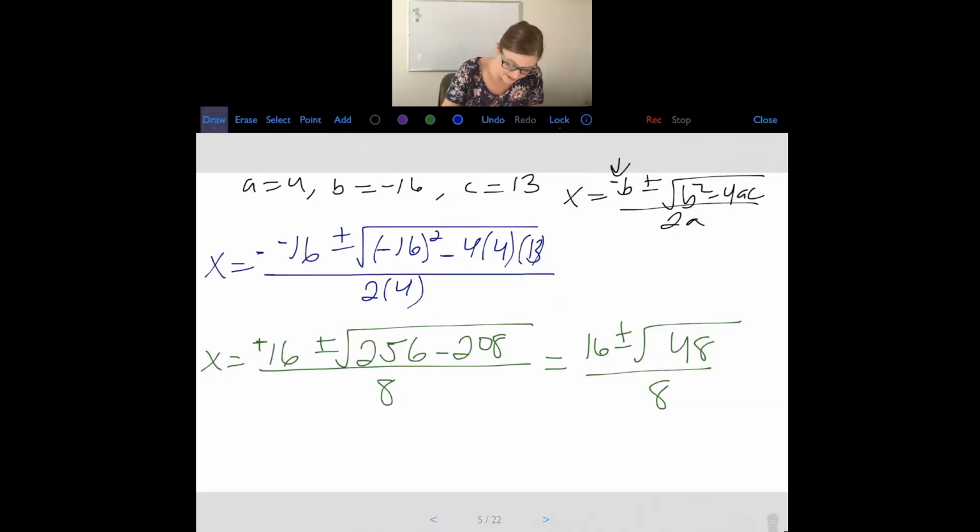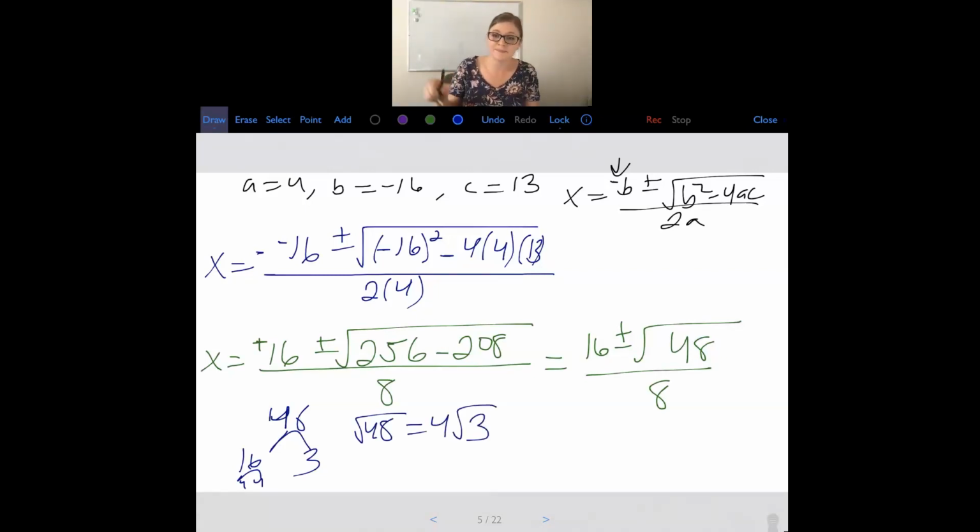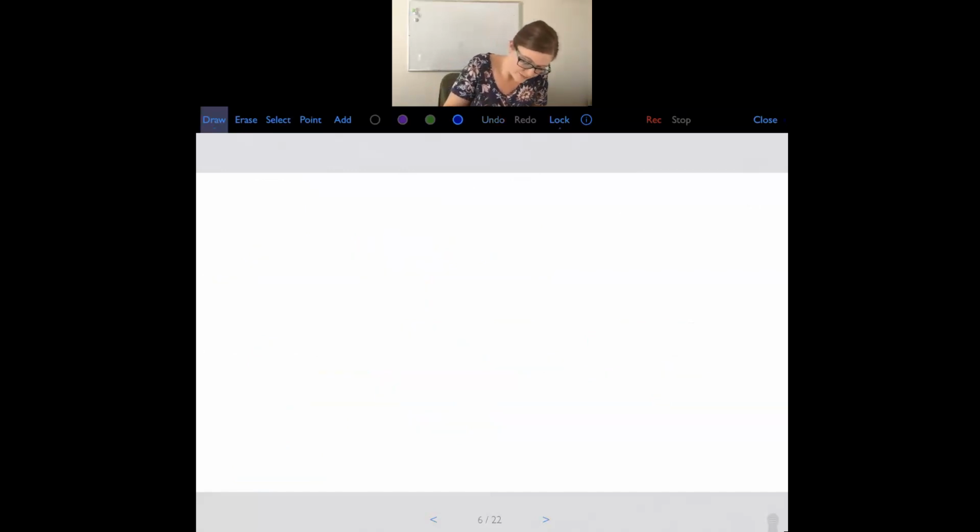Okay, so if we take the number 48, this breaks down into 16 and 3, and 16 breaks down into 4 and 4. So the square root of 48 simplifies into 4 square root of 3. Okay, so instead of the square root of 48, that's what I'm going to write. So we have x is equal to 16 plus or minus 4 square root of 3 over 8.